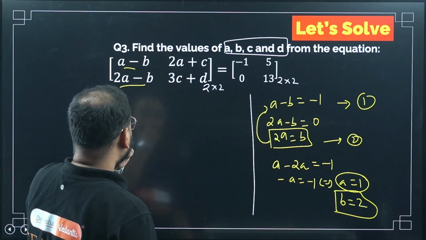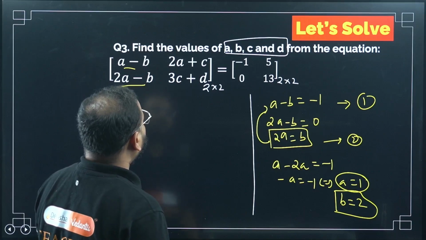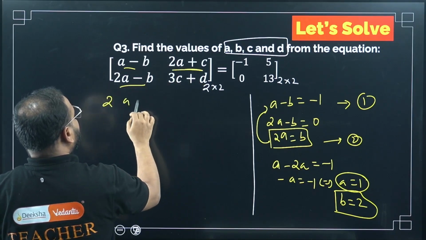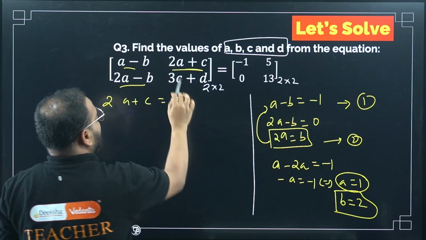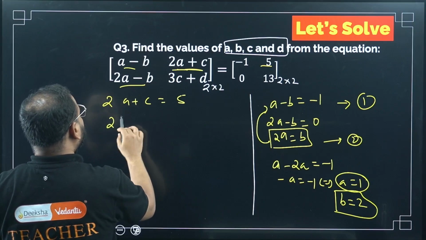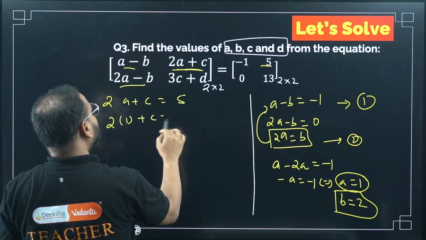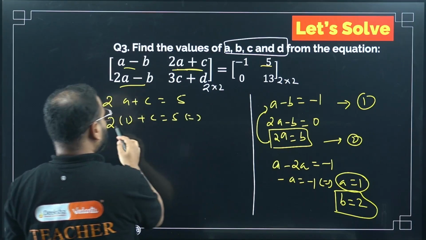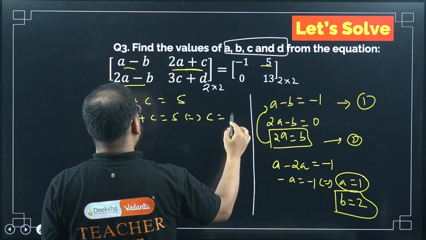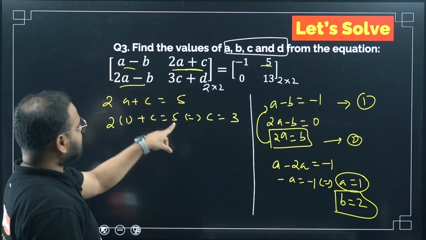A and B we got. Now we can get c. Use this equation: 2a plus c equals 5. I'm using this element and this element. So what is my 2a? 2 times 1 plus c equals 5. 2 into 1 is simply 2. I can bring it here. C is equal to what? 2 will go that side. 5 minus 2 is 3.